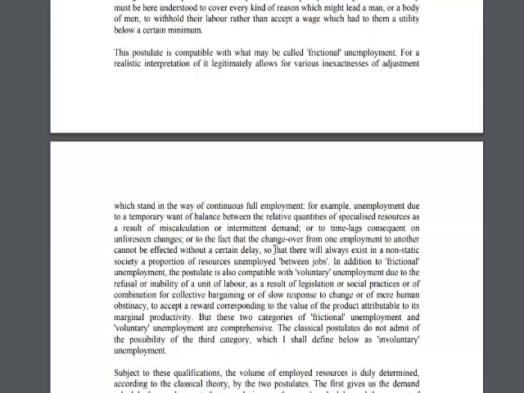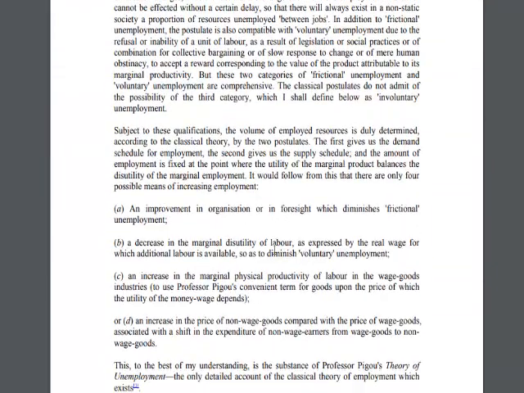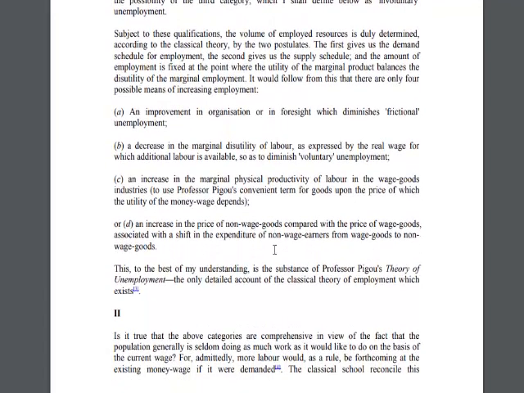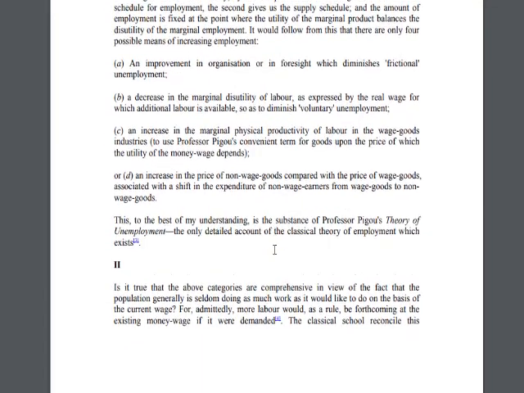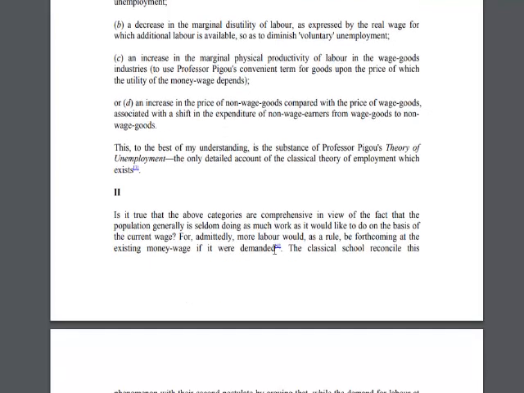So because of this failure of the, so there are these ABCD, these are the four conditions which Keynes puts down to explain why unemployment can happen according to the classical theory. And he says none of these four make sense.